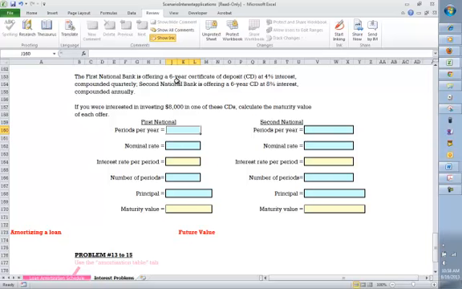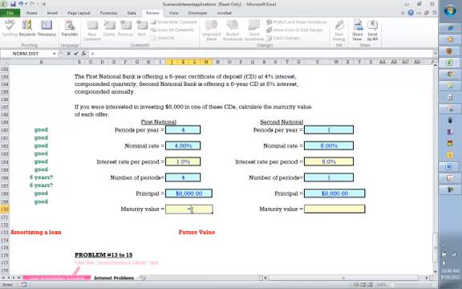Now there's two different things happening, the First National Bank and the Second National Bank. The First National Bank is compounded quarterly, so that's 4 periods per year. The Second National Bank is just 1 period per year. The nominal rate here is 0.04. The nominal rate here is 0.05. The interest per period is 0.01 because it's 4 divided by 4. And this one would be just 5%. Number of periods, there's 4 in a year. There's only 1 in a year. The principal is $8,000 in both cases.